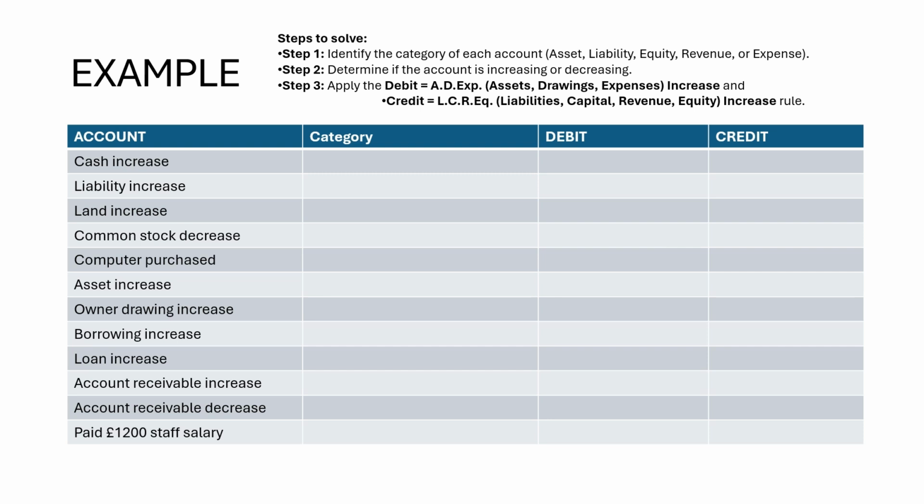The first one, identify the category of each account. So 5 categories: asset, liability, equity, revenue, or expense. Step 2, determine if the account is increasing or decreasing. Step 3, apply the essential rule that I just introduced in the prior slide. So accounts that increase on the debit side are ADE: asset, drawing, and expense. Accounts that increase on the credit side are LCRE: liability, capital, revenue, and equity.